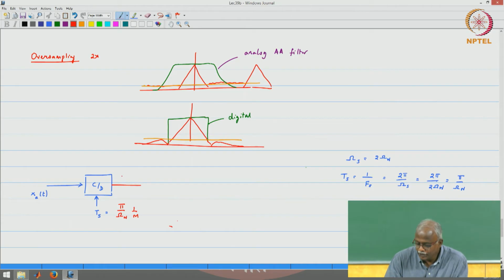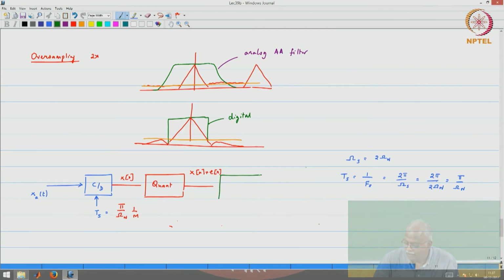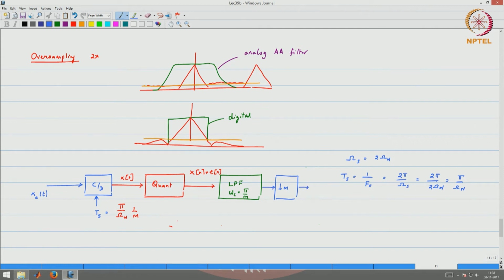So, this produces for us the signal x of n, which would be passed through the quantizer that would produce for us x of n plus e of n, the signal plus the error signal, after which we will go into the digital domain, where I will pass this through a low pass filter with cutoff omega c equal to pi over M. The reason we are doing that is because we are going to do a downsampling by a factor of M to take care of the oversampling factor, followed by a downsampling by a factor of M, and here comes the final signal, which is the quantized signal.